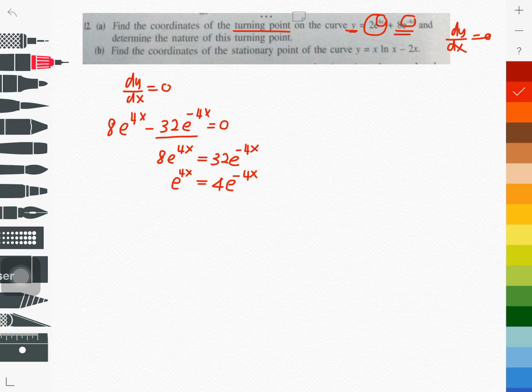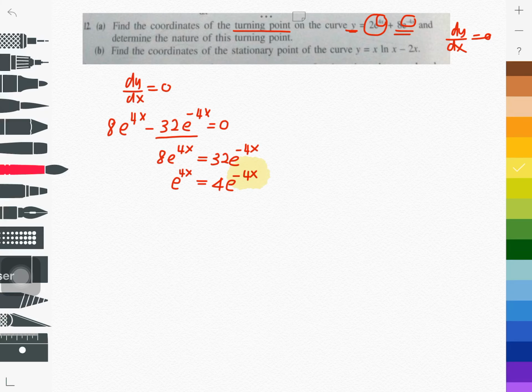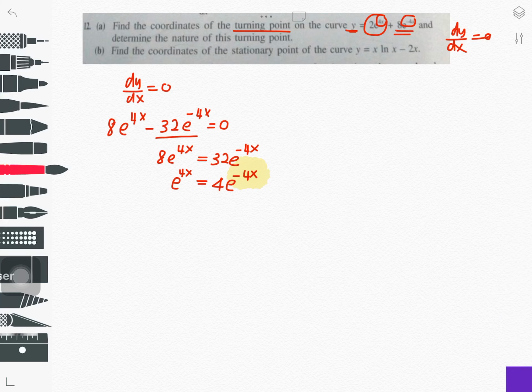What really looks ugly now? All this while it was still fine. Now this part here, it's so ugly. We never like negative power. So how can I write that? You bring this down and then you're going to write it as 4 over e^(4x). Okay, so far good. I just bring this down.